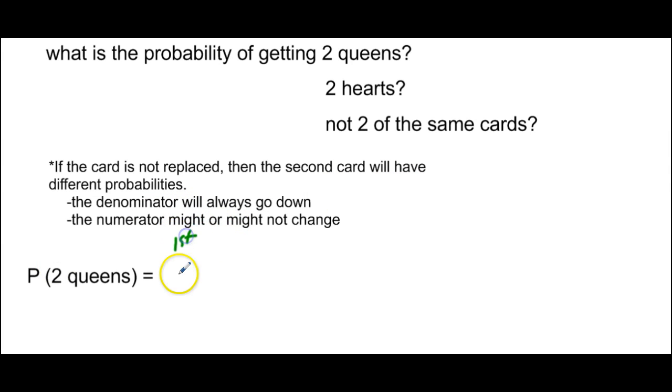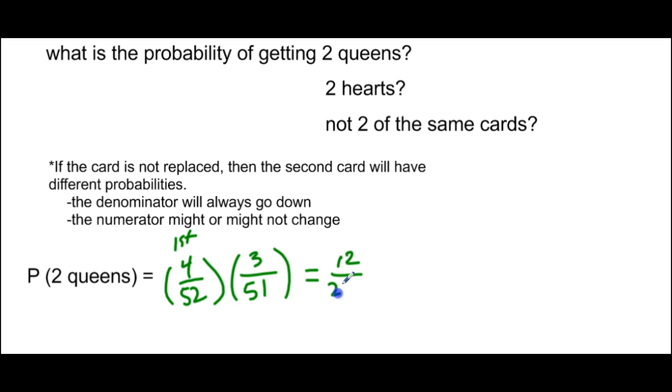Let's look at an example. This is your first pick. You have a 4 out of 52 chance of getting a queen. Say you pick the queen, you throw it away, it's gone. Now you have a 3 out of 51 chance of getting a queen. If you multiply this out, you get 12 out of 2,652, which is approximately 0.0045.